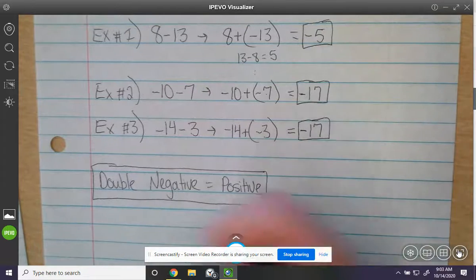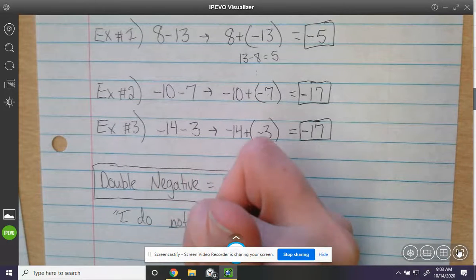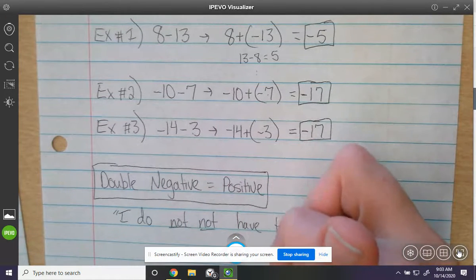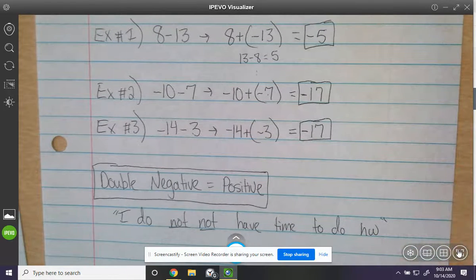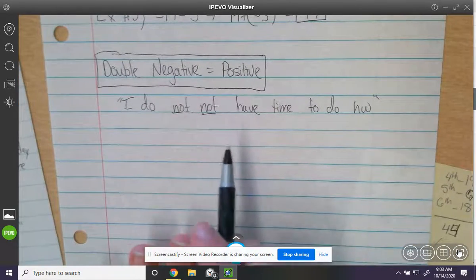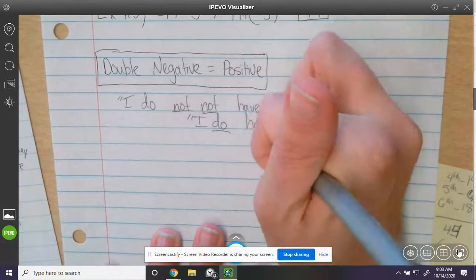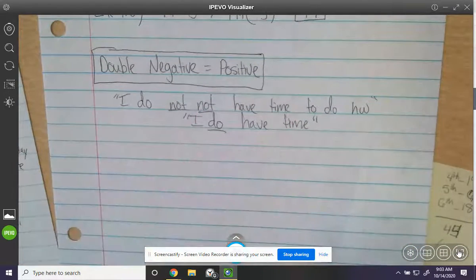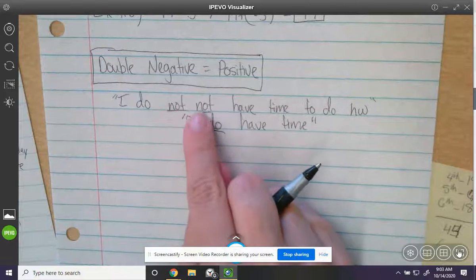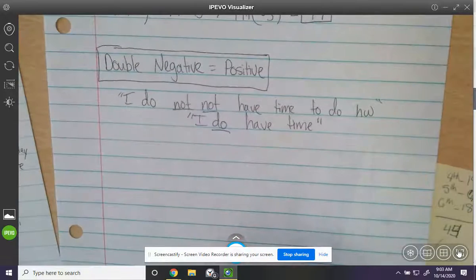Okay, if I say, you don't have to write this down, but I do not have time to do homework. That really means, oh my goodness, I'm running off the road here. I do not have time to do homework. That really means I do have time. So anytime you have two negatives, it always equals positive, even in the English language. Miss Weller would probably slap your wrist if she heard you saying, I do not have time for homework, because it's silly to use that because it's really just a positive word.